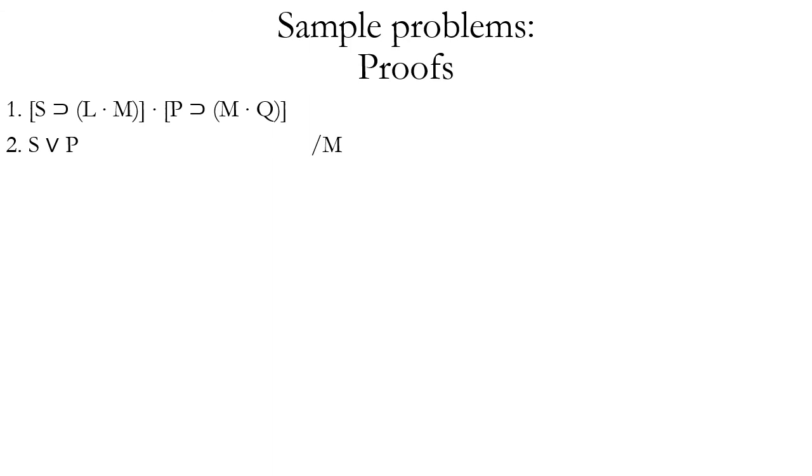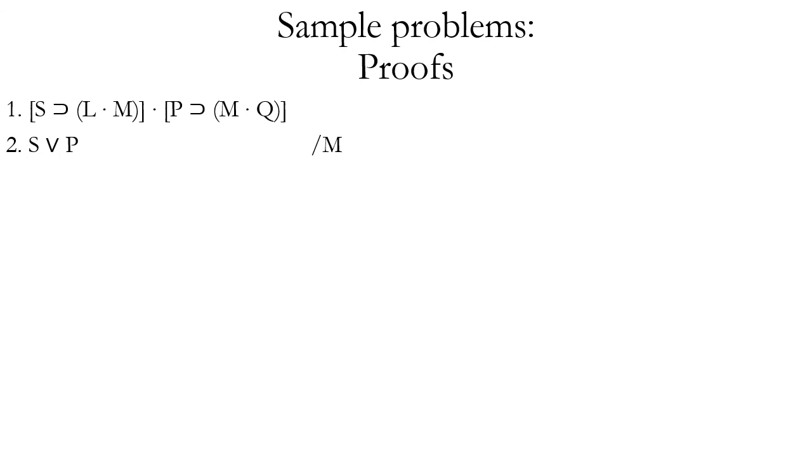Let's look at another sample problem. This one we have one premise, it's a conjunction of conditionals. The other premise is a disjunction, and we're trying to prove the simple proposition M. So we can find M in the consequents of our conditionals in line 1, but they're embedded in all these compound propositions with a lot of different operators. You might be stuck in trying to figure out how you can get just M out of all that.